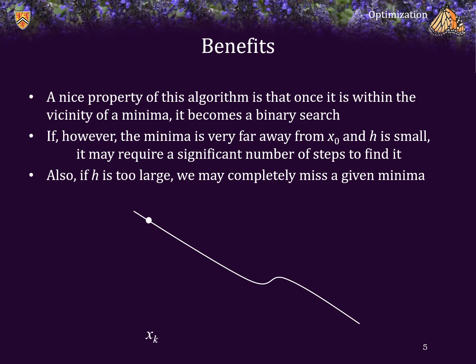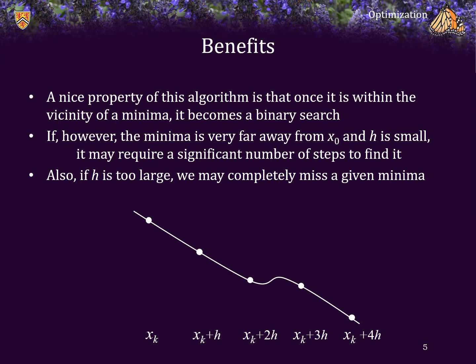So for example, if this is our value x sub k, and then we evaluate at x sub k plus h, and then x sub k plus 2h, and then x sub k plus 3h, well, we're still going down, and at x sub k plus 4h, we've completely missed the fact that there was a minima, albeit local, between x sub k plus 2h and x sub k plus 3h. Okay, something else we may have to consider.